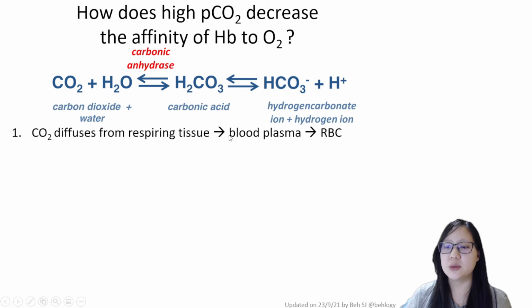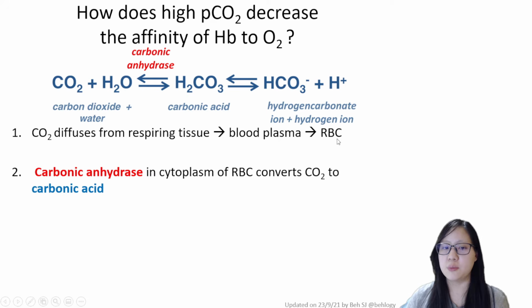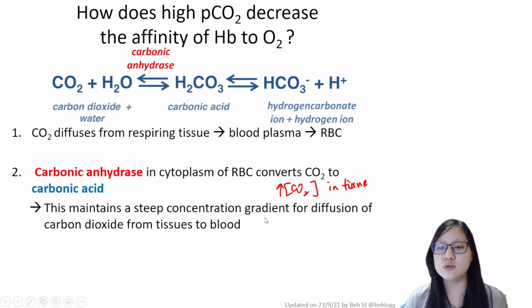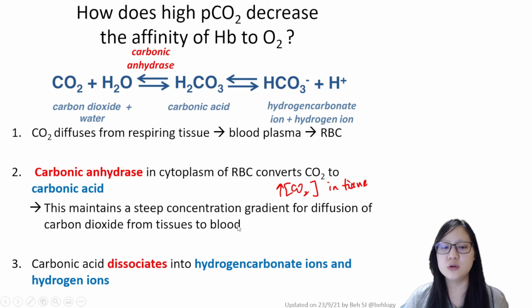It diffuses into the blood plasma, which then diffuses into the red blood cells where the hemoglobin is at. In the cytoplasm of the red blood cell, this process happens, converting CO2 to carbonic acid. And this is great because this maintains a steep concentration gradient. Because CO2 is converted, there's always a higher concentration of CO2 in the tissues and a lower concentration of CO2 in the blood. So the CO2 will always diffuse from the tissue to the blood.